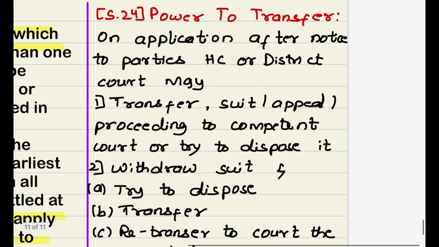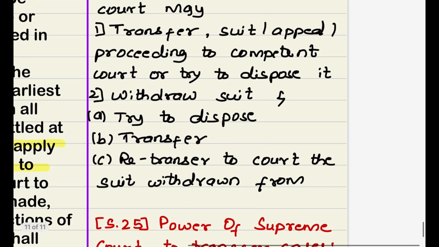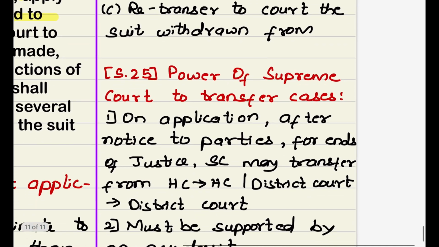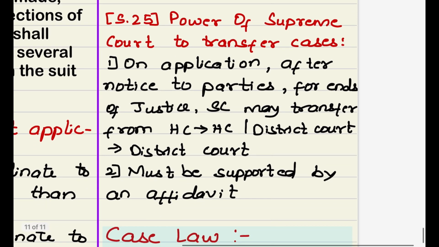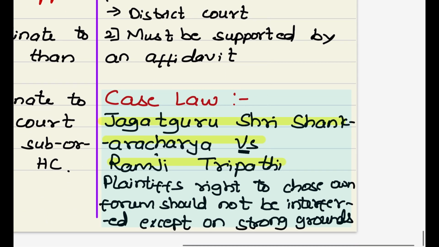Next, the power to transfer. On application after notice to parties, the High Court or District Court may transfer a suit or appeal proceeding to a competent court, or they can even try to dispose of it, or they can withdraw the suit and try to dispose of it, or transfer it to another court. Power of the Supreme Court to transfer cases: on application after notice to parties, for the ends of justice, the Supreme Court may transfer from High Court to High Court, or District Court to District Court, and this must be supported by an affidavit.